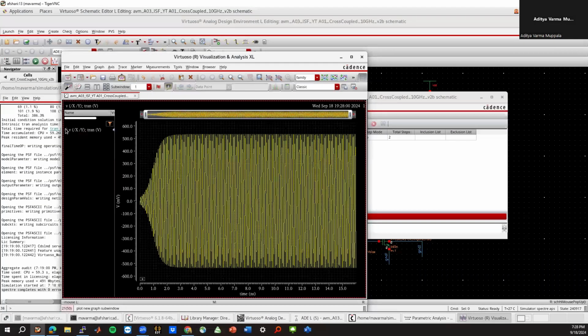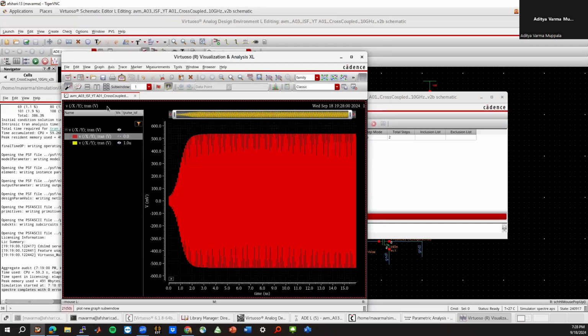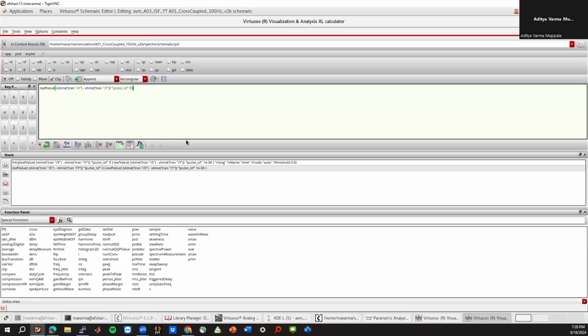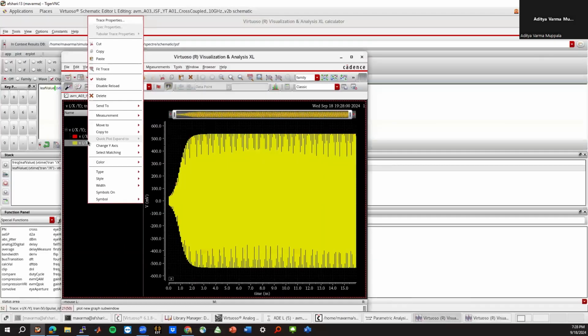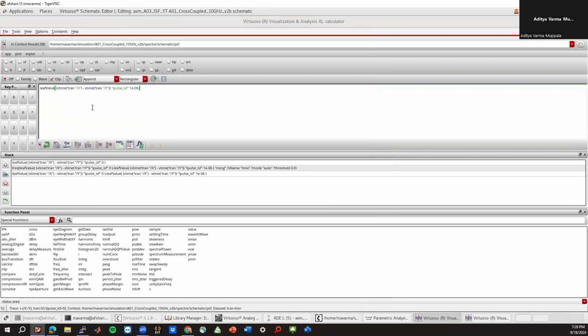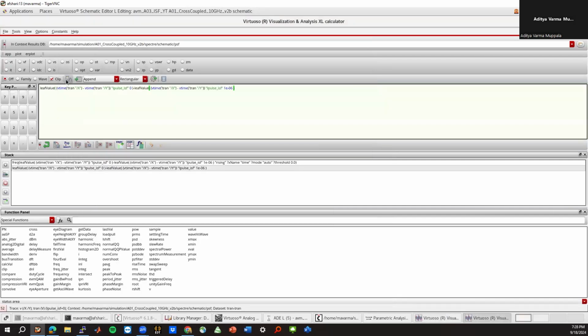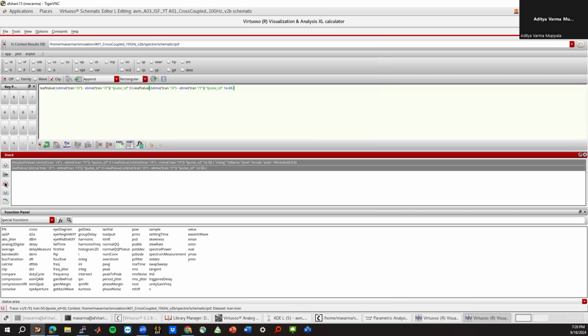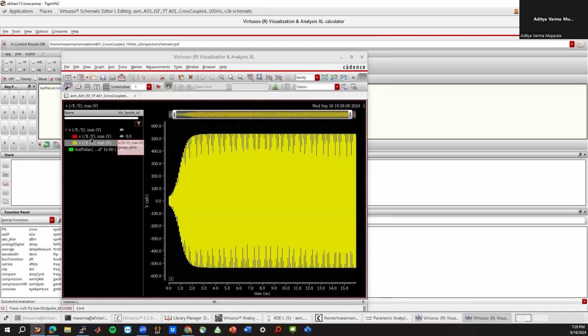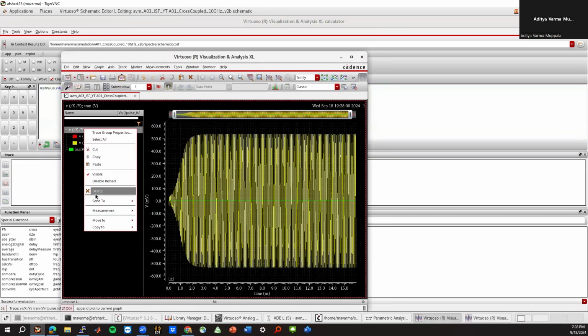Okay, that simulation is done. We'll repeat the same procedure. Send this to the calculator, and then we subtract them and we want to plot the cosine difference. Let's take a look at that.